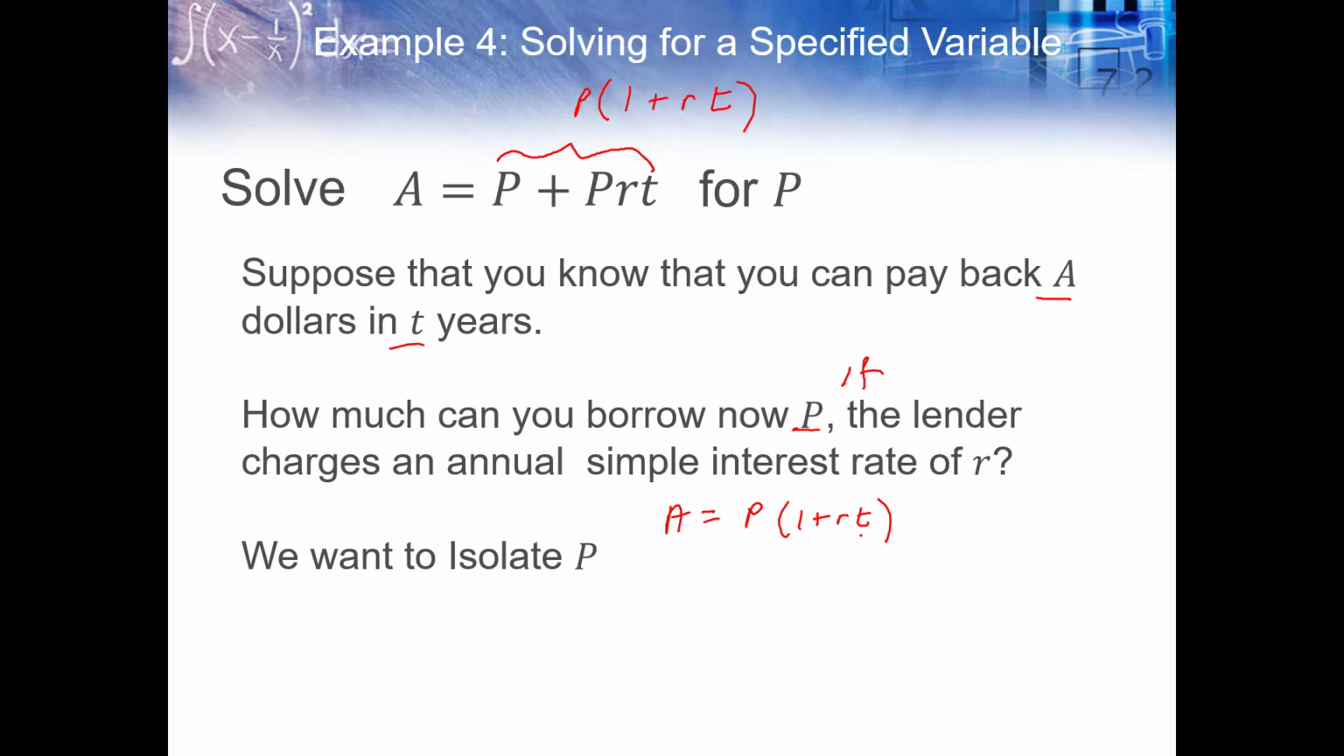Basically, we have P times a number. This is our coefficient. So how do we get rid of coefficients? We use the multiplication property of equality. So I'm going to multiply both sides of the equation by 1 over 1 plus RT, which is basically dividing everything by 1 plus RT. So I'm going to divide this side by 1 plus RT and this side by 1 plus RT. And if I do, these cancel, and then I will have P is equal to A divided by 1 plus RT. And you'll have to do this for a couple of different types of problems.